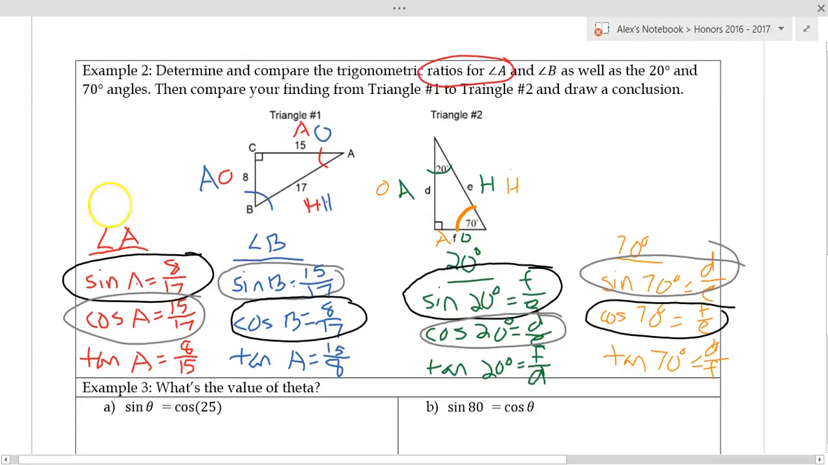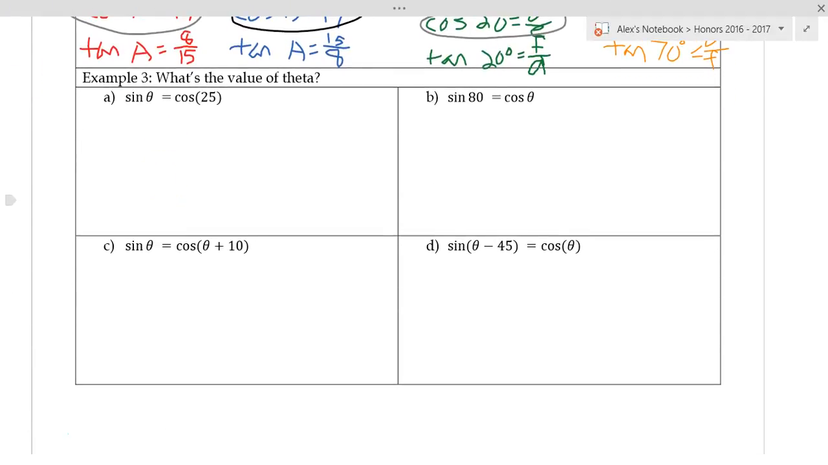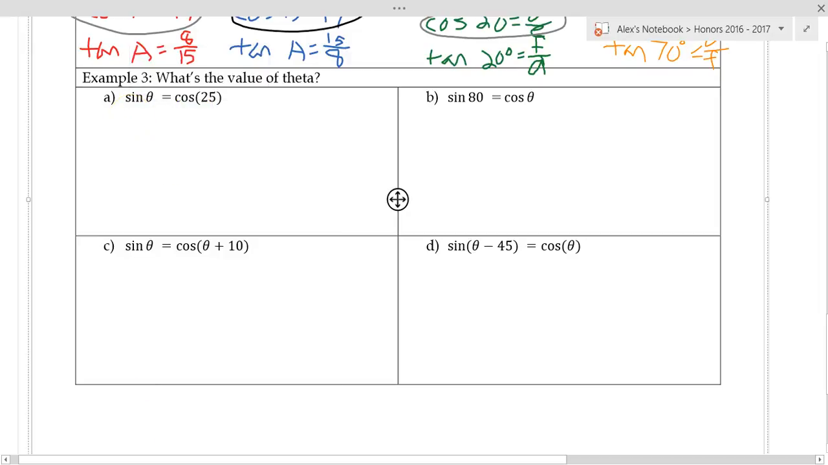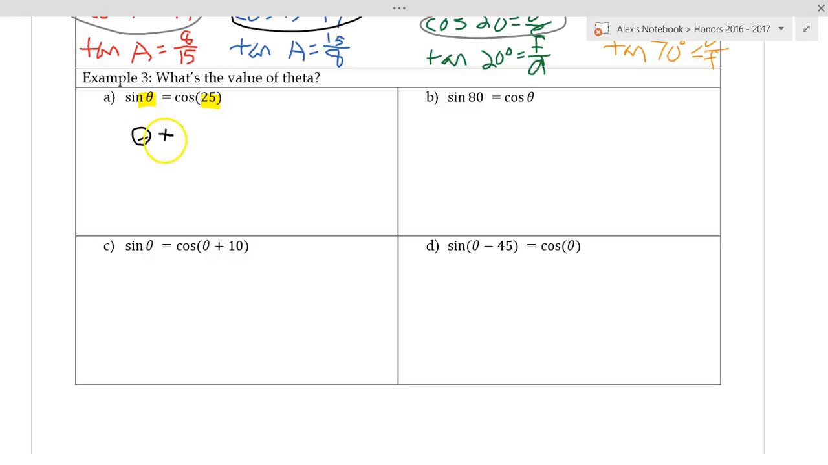Alright, let's look at our last set of examples. Example 3 is asking for the value of theta. So now we're going to use this relationship in a different way. If I have sine of theta equals cosine of 25, since these are two different trig ratios, it's not that theta equals 25. They're not the same angle. These two angles are complementary. They add up to 90. So theta plus 25 has to equal 90. Subtracting 25 from both sides, theta equals 65 degrees.